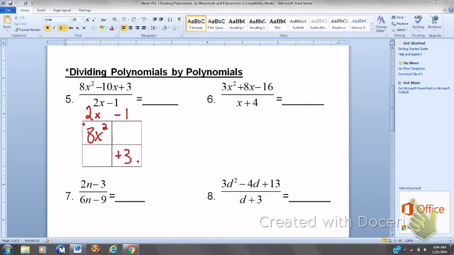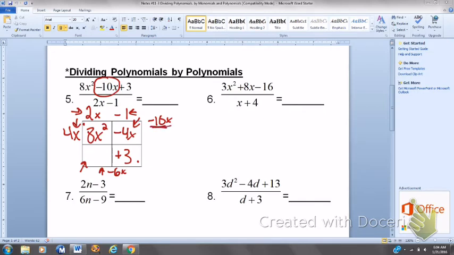Now we just need to think: what times 2x would give us 8x squared? Well, 2 times 4 would give us 8, and x times x would give us x squared. So now we can take that term and multiply it by this term, and we would get negative 4x. All we need is one more term. What we're trying to get is negative 10x out of this box and this box. I need something times 2x that, plus negative 4x, gives me negative 10x. So I need this box to be negative 6x, because negative 6x plus negative 4x gives me negative 10x.